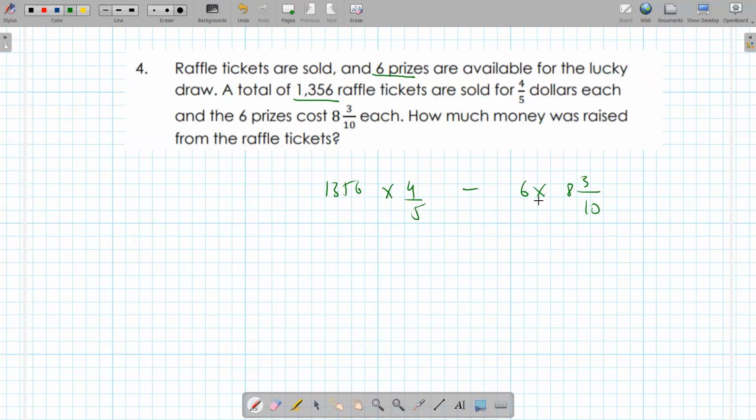Oh, this one's not going to be fun either because this is a huge number, because 5 does not go into this. So we're kind of stuck here. What can we do? This question is not going to come up if you're not allowed to use a calculator. Because we could simplify this, 6 times 8 and 3/10. Yeah, this one is not very easy to do by hand.